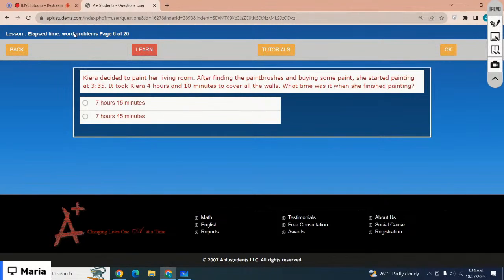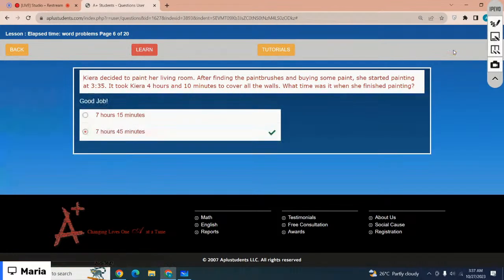The correct option is 3:35, and you have to add 4 hours and 10 minutes. So that would be, yes, 7 hours and 45 minutes it is, right? Option number 2 is the correct option.